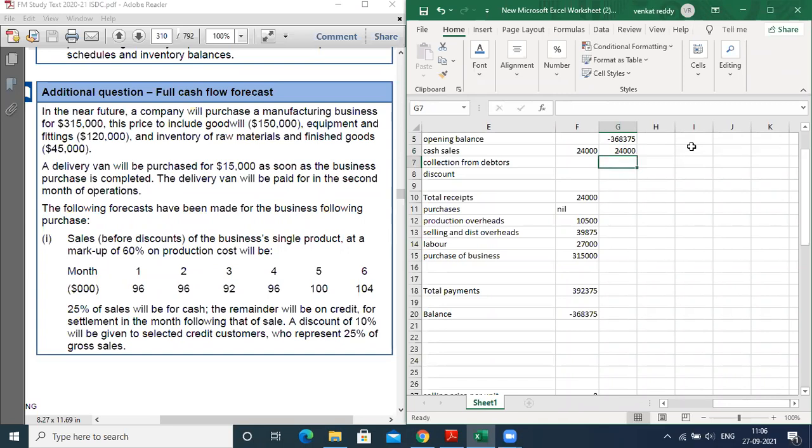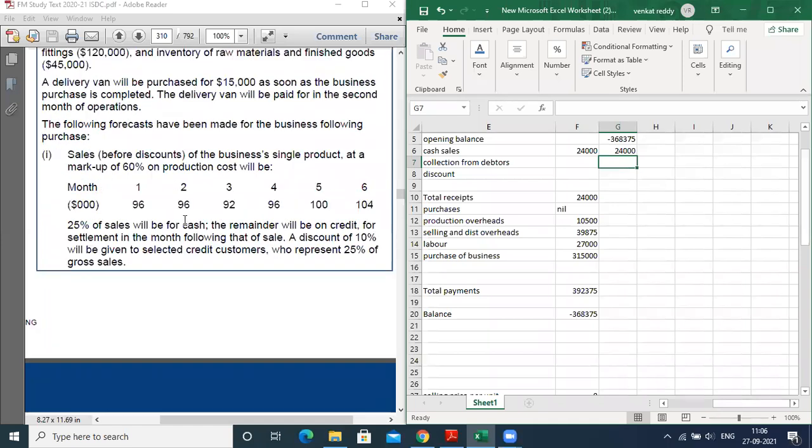Now someone need to help me here. What will be the collection from debtors? 25% of sales will be for cash, remainder will be on credit. So for settlement in the month following that of sales, it means we will be receiving the amount in the next month. So first year amount we will be receiving in the second month. 72,000. Okay, let me calculate. 96,000 into 75. Very good.